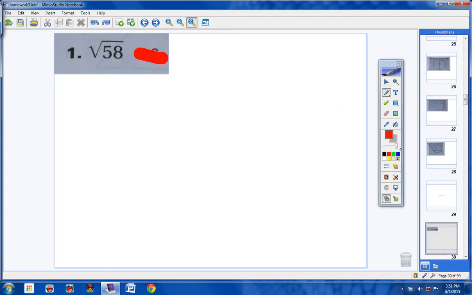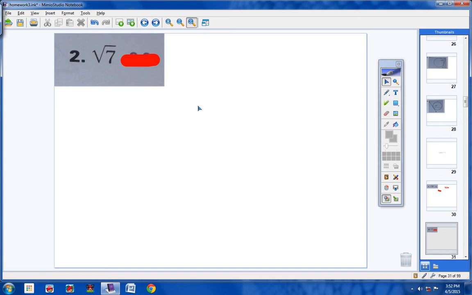Okay, so we're going to use our calculators and we're going to very quickly solve these. With your calculators, type in the square root of 58 and you will get 7.61577. We're going to round to one decimal place, so 7.6. Number 2, we're going to solve this square root. With your calculator, type in the square root of 7 and you will get 2.6 if you round correctly.